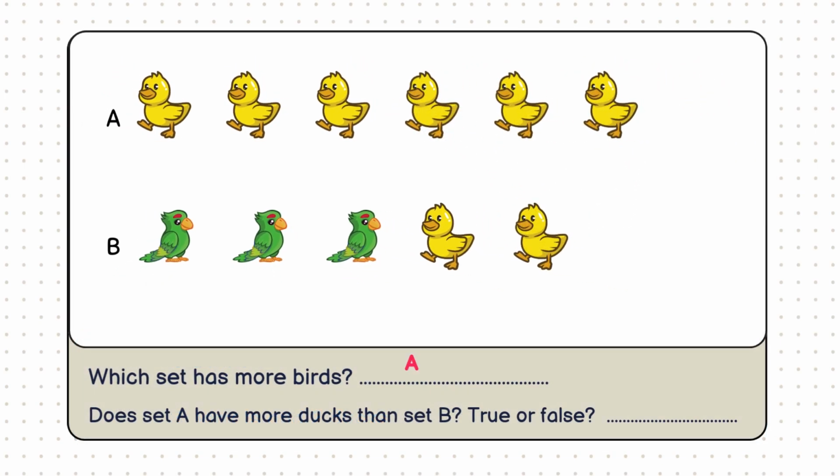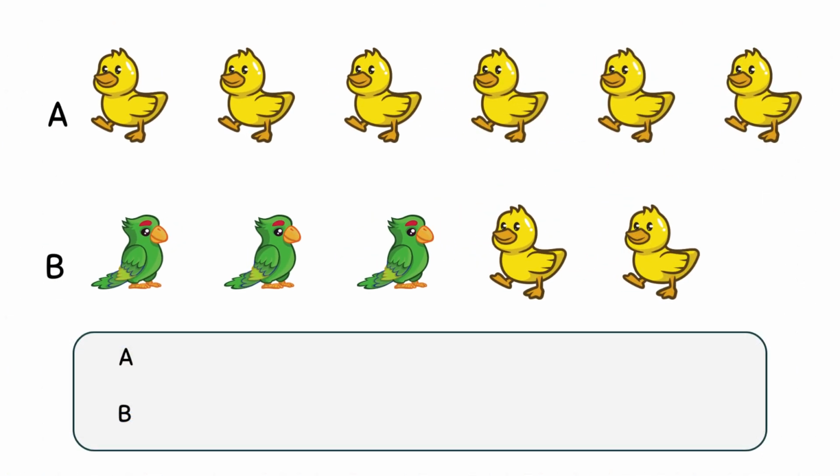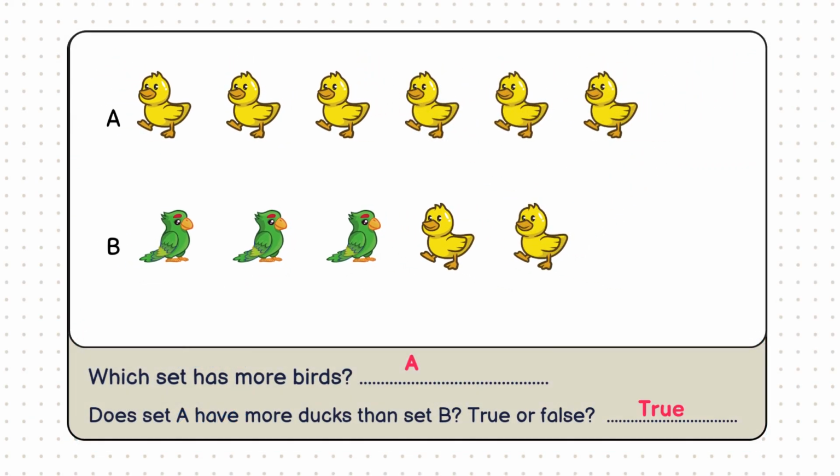Great job! Now, here's the next question. Does set A have more ducks than set B? True or false? Let's count the ducks in each set. Set A has 6 ducks, and set B only has 2 ducks. So what do you think? True. Set A does have more ducks because 6 is greater than 2. Easy peasy, right?